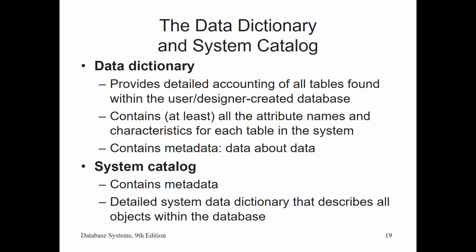Let's have a look at a simple view of data dictionary and system catalog. Data dictionary provides a detailed description of all tables found within the user or designer created database. Thus, the data dictionary contains at least all of the attribute names and characteristics for each table in the system.